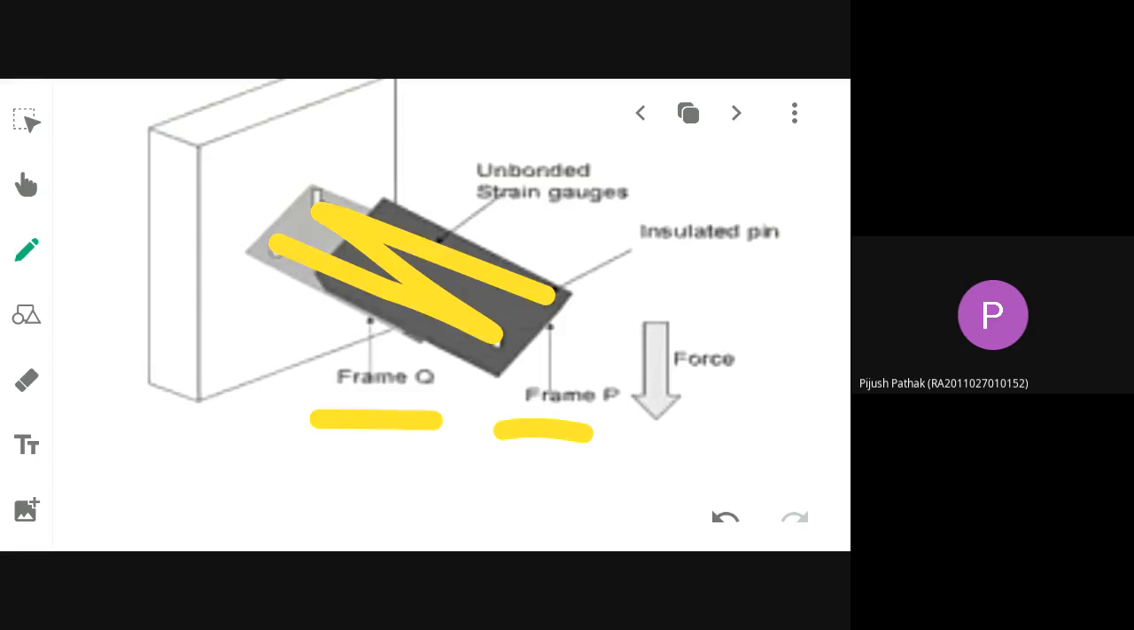What type of transducer is a strain gauge? Active or passive? Passive. Passive only. Okay. And then tell me whether it is a displacement transducer or not.